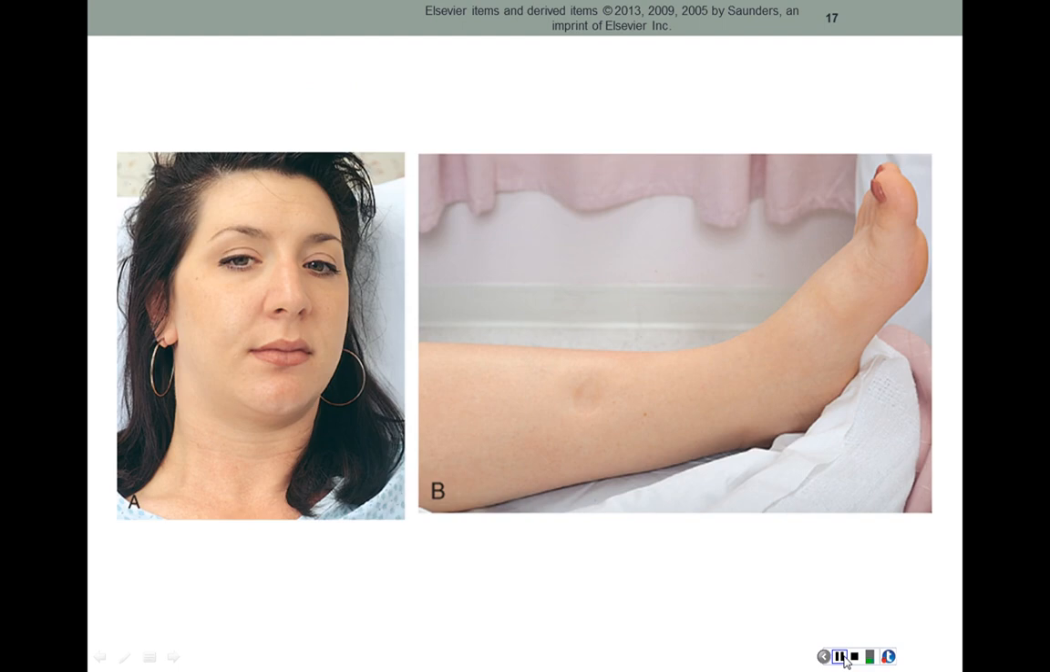You're also going to see edema, especially in the lower extremity, and you can see this mom has pitting edema in her lower extremity.